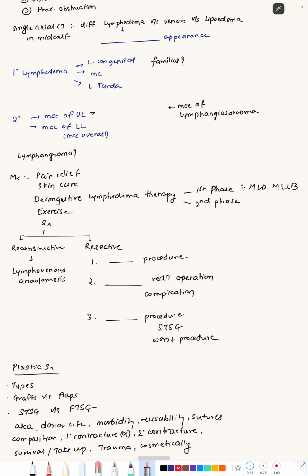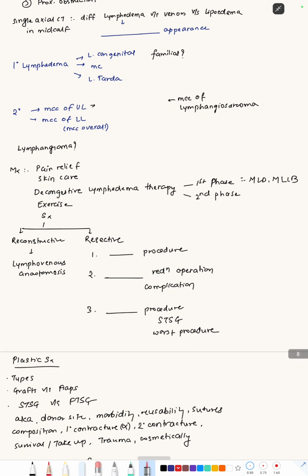Then decongestive lymphedema therapy. It consists of two phases. The first phase is under the supervision of a doctor. The second phase is done at home. In the first phase, there is MLD, that is manual lymphatic drainage. Manual lymphatic drainage is done by massages, limb elevation, or pneumatic compression stockings. MLLB, that is multi-layer lymphedema bandaging, is done after ruling out ABPI. And the second phase, as I said, is done in the home maintenance phase.